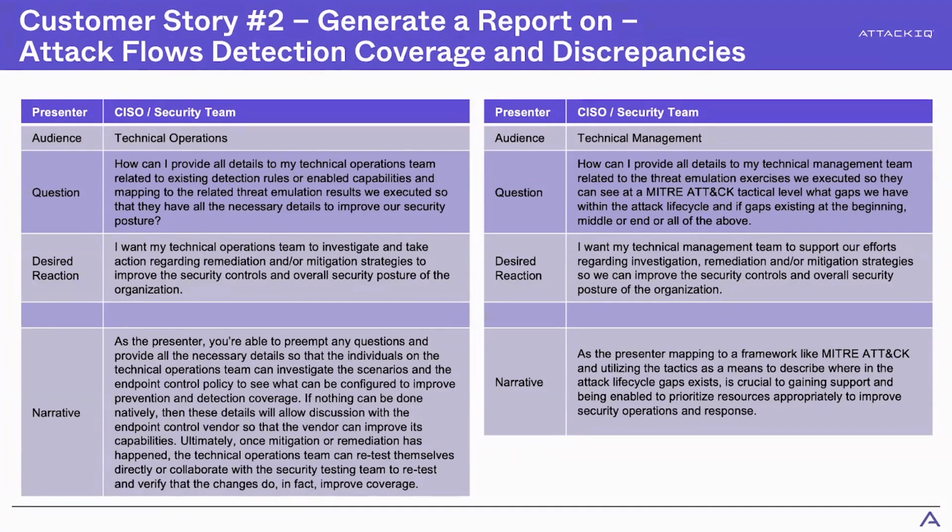Okay, I can see that we're failing at the beginning. What are we going to do about it? Or I see we can fail at the beginning, and the technical operations team says, I need to know the details in order to improve that.